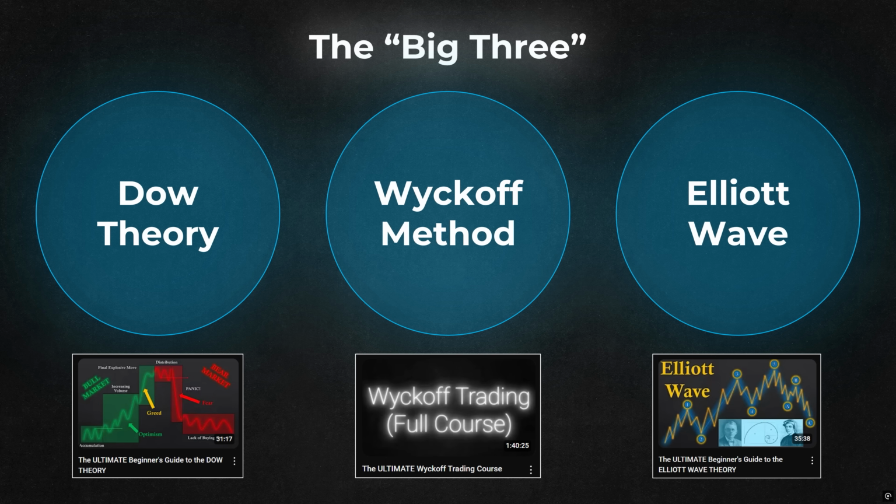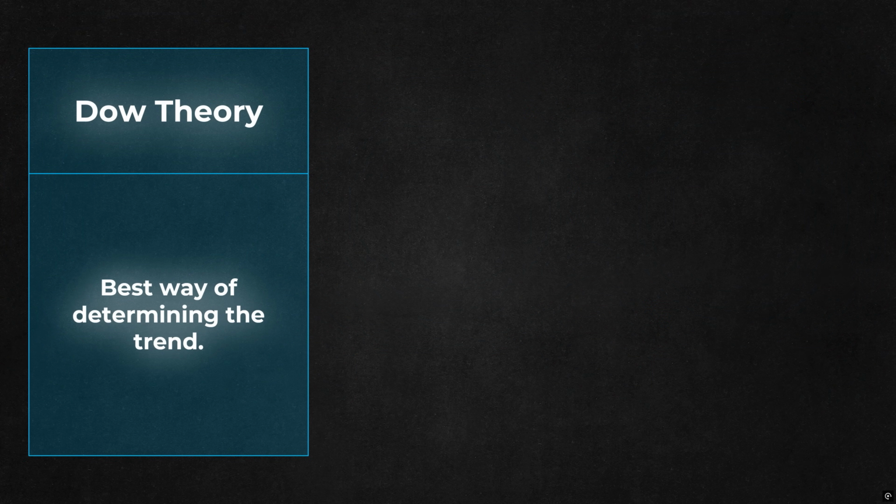The essence of the Dow theory is to observe the evolution of highs and lows to determine the trend. This is the oldest and still the best way of determining a trend in the market.